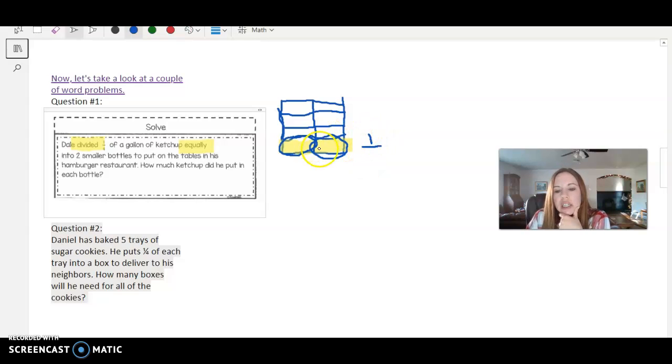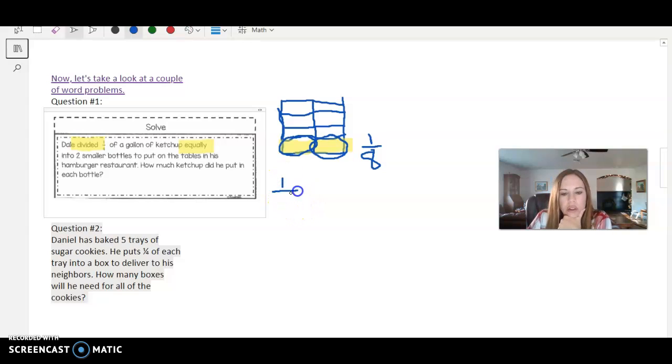So our numerator is the highlighted part. We have one part highlighted. And then our denominator is how many equal parts are in the gallon. So let's count. 1, 2, 3, 4, 5, 6, 7, 8. There are 8 total parts. So our answer should be 1/8. So let's see how to solve that mathematically.